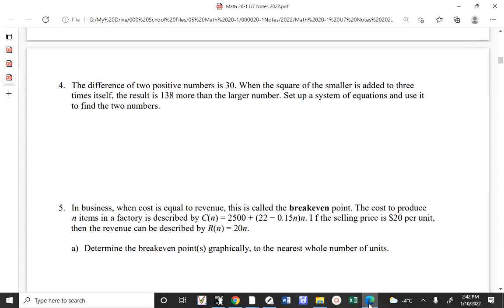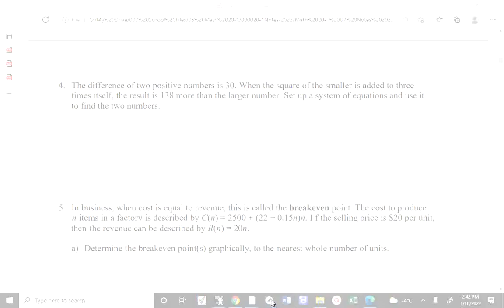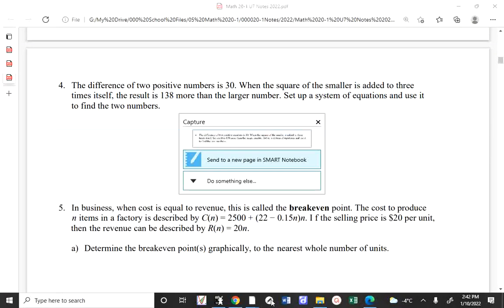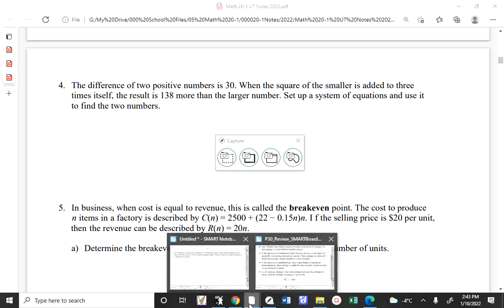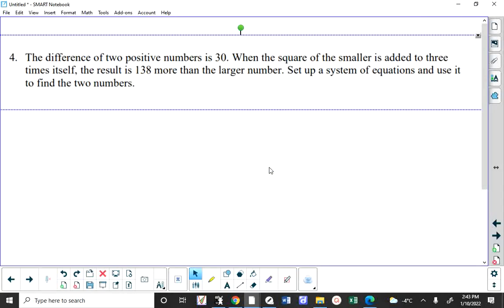Example 4. The difference of two positive numbers is 30. And then when the square of the smaller is added to 3 times itself, you get 138 more than the larger. We got to decipher that and put that into an equation. The nice thing about this, everybody, is since we're dealing with systems of equations, we don't come up with a single equation just with one variable. We can use two variables.